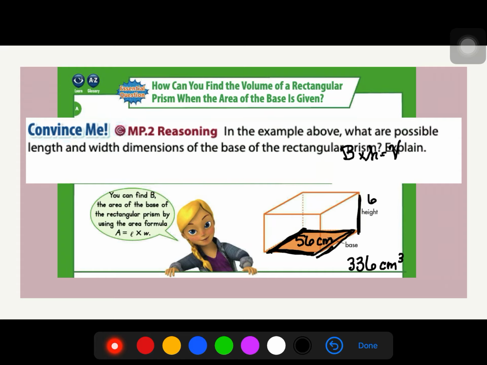But what if you did? What if in the example, I said make up dimensions to equal 56? What could it be? What could the length be? Or what could the width be?